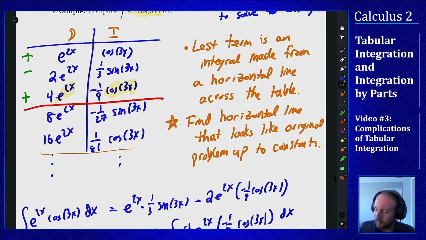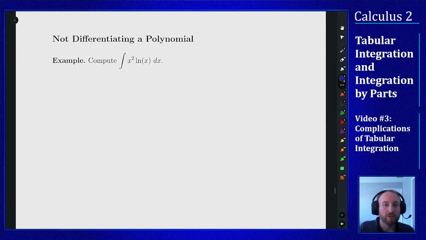The second type of problem here is one where you don't differentiate a polynomial. I guess the first one was like that too. This is sort of a more general version, but this also shows up. Something like x squared log of x dx. Now, based on my rules, I want to differentiate the log and integrate the x squared.